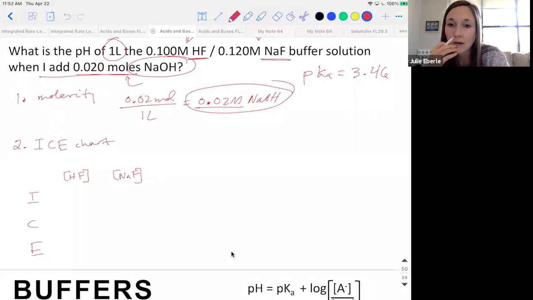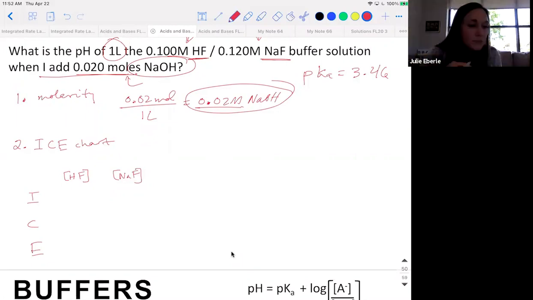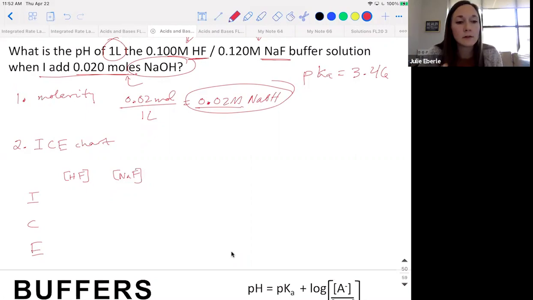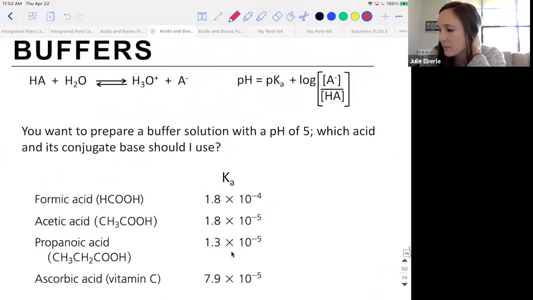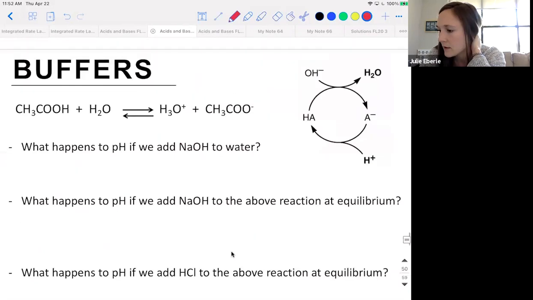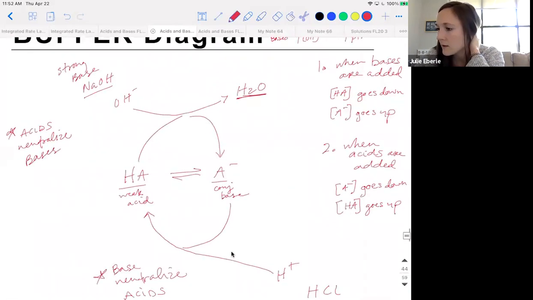What goes down? The concentrations are going to change. We need to know what's going to decrease and what's going to increase. You guys remember? Go look at that buffer diagram. Hold on. Where's our buffer diagram? Right here. Okay, what do we say? I'm going to highlight it right here. We said these things are what I'm talking about.